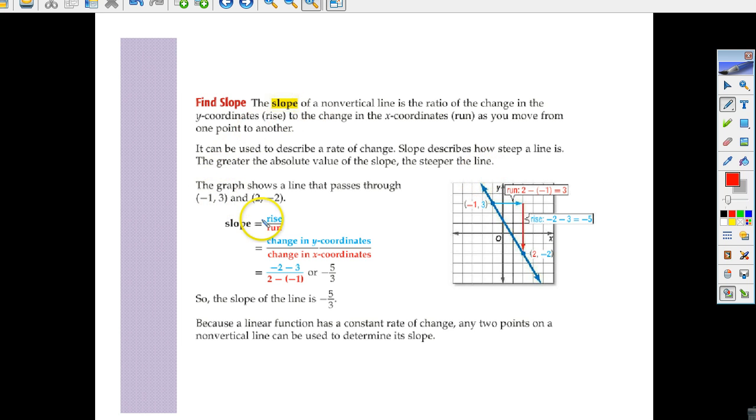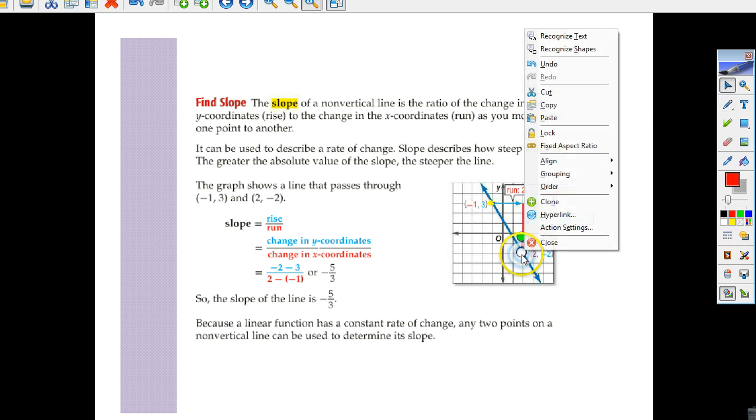So you're going to hear me say rise over run about 1,000,000 times throughout Algebra 1. So, rise over run. When you find slope, you're going to do the rise over run. So the graph shows a line that passes through (-1, 3) and (2, -2). Okay, so there are 2 points here, here and here.